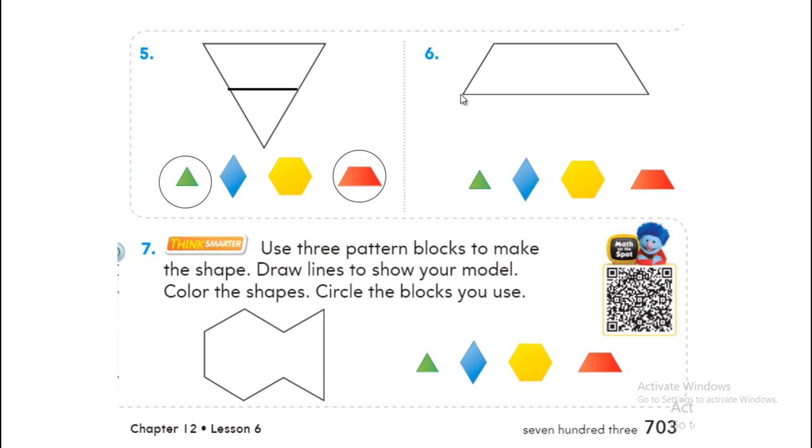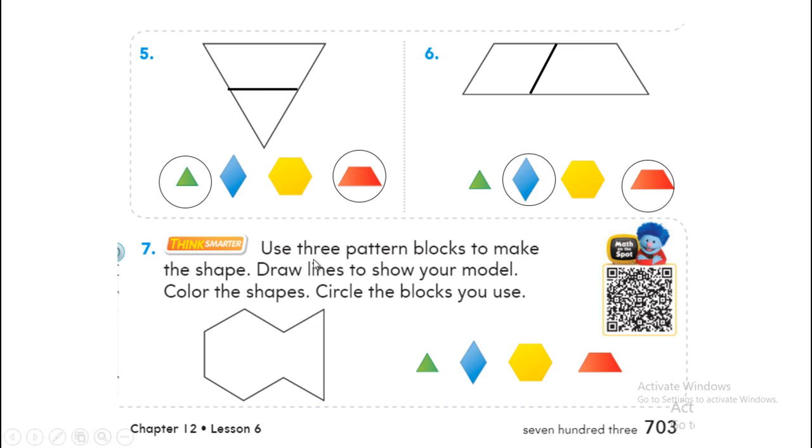In question number 6, this is a long trapezoid. We want to make only 2 shapes inside this shape. I want to use 2 pattern blocks to make this trapezoid. Well, I can put my line here. When I put it here, I made 2 shapes. This shape is the rhombus, and this shape here is another trapezoid but smaller.